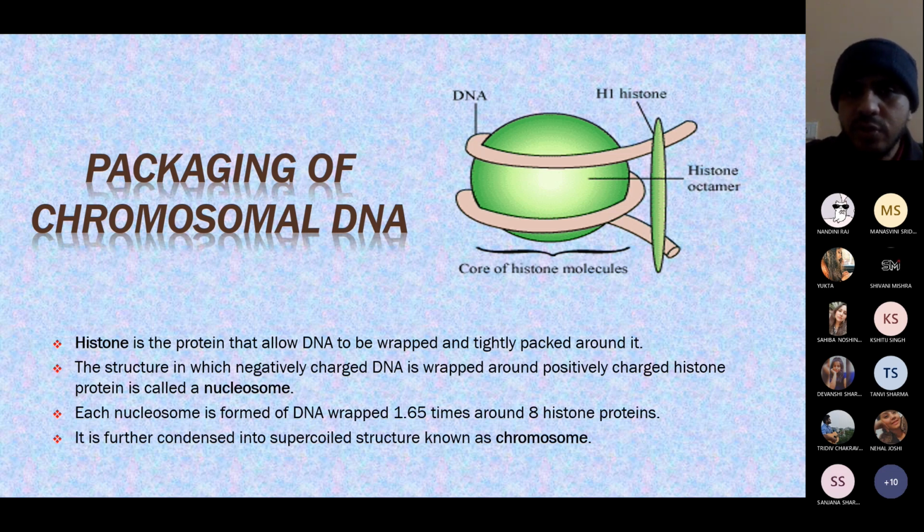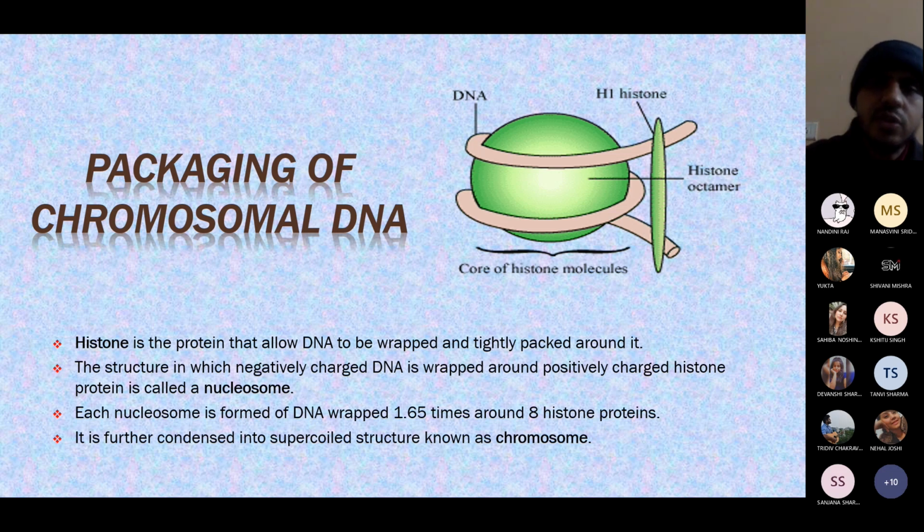So in your chromosomes, there are 2 types of protein. One is histone in nature, the second is non-histone. So 2 types of proteins are there in your chromosomal packing. One is the histone protein, and the second is the non-histone proteins. When we describe chromosomes, we mainly talk about the histone protein because it is the major protein. Other proteins are also there, but they are not the major component, so we don't refer to them as frequently.